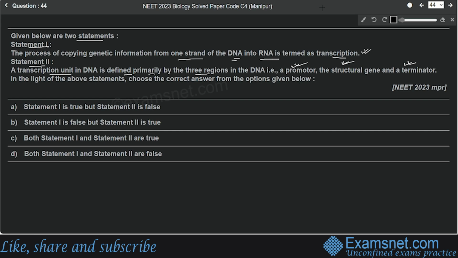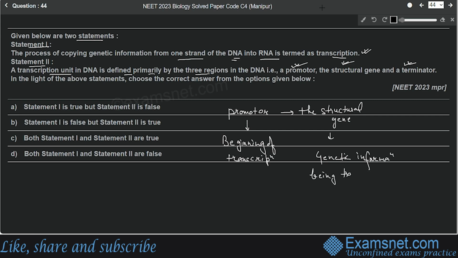Okay, we know that a transcription unit in a DNA contains a promoter region. This is the region or the DNA sequence where the transcription starts. Okay, so it marks the beginning of the transcription. Then the second region is the structural gene. What is the structural gene? It is the actual genetic information that is being transcribed.